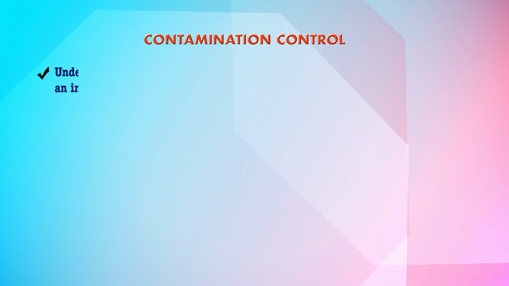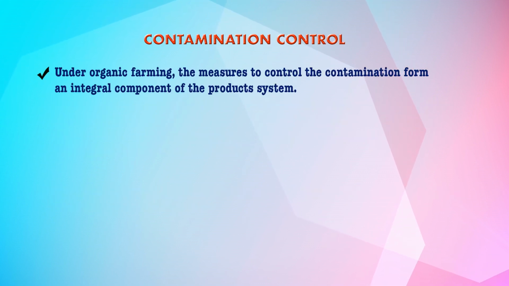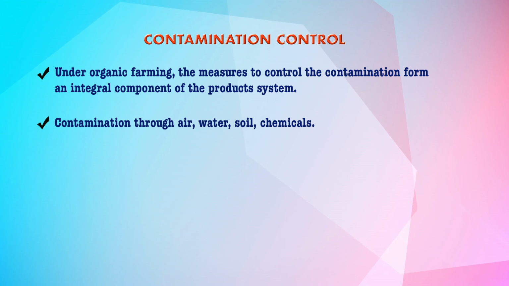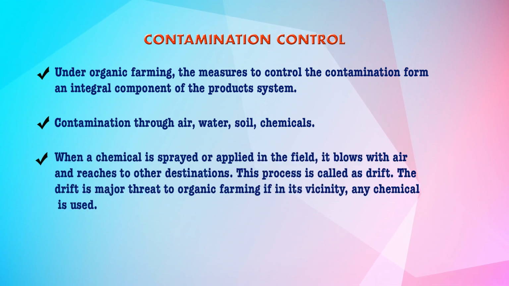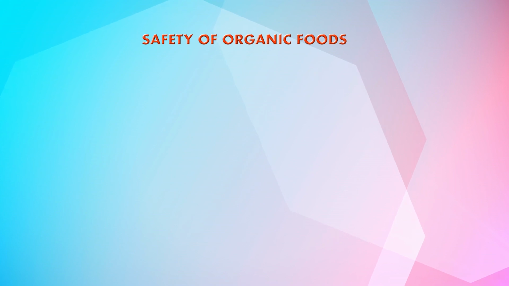Contamination control. Under organic farming, the measures to control contamination form an integral component of the production system. Contamination can be through air, water, soil and also through chemicals. When a chemical is sprayed or applied in the field, it blows with the air and it can reach another destination. This process is called drift. Drift is a major threat to organic farming if any chemical is used in the vicinity.